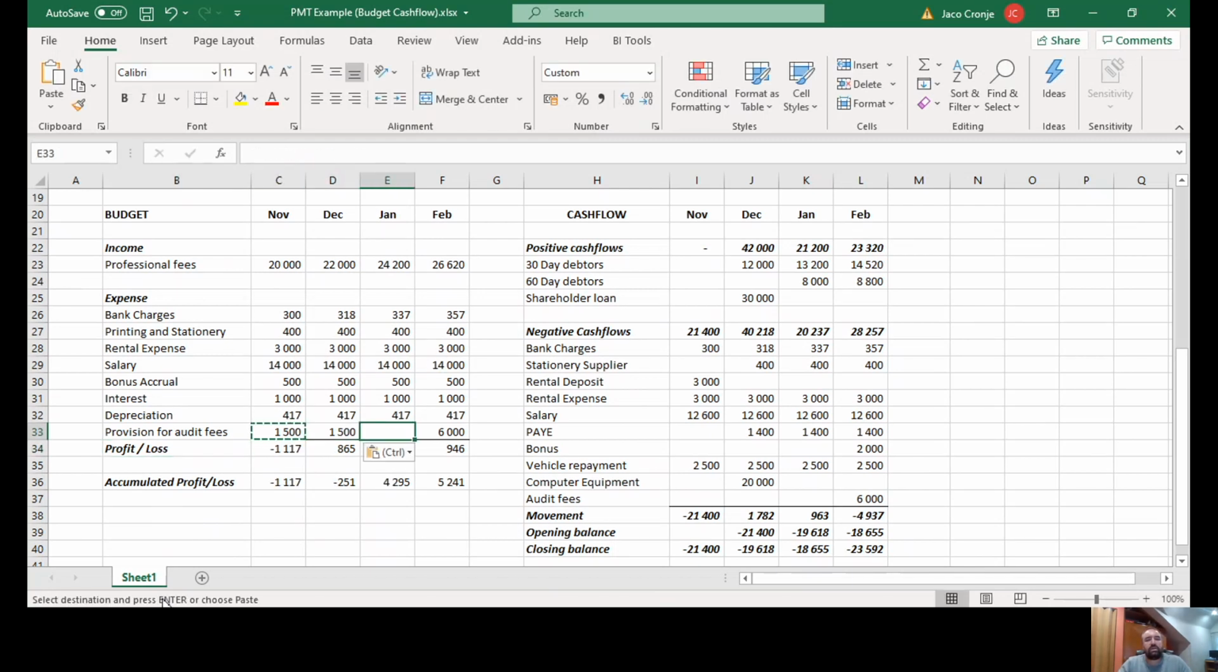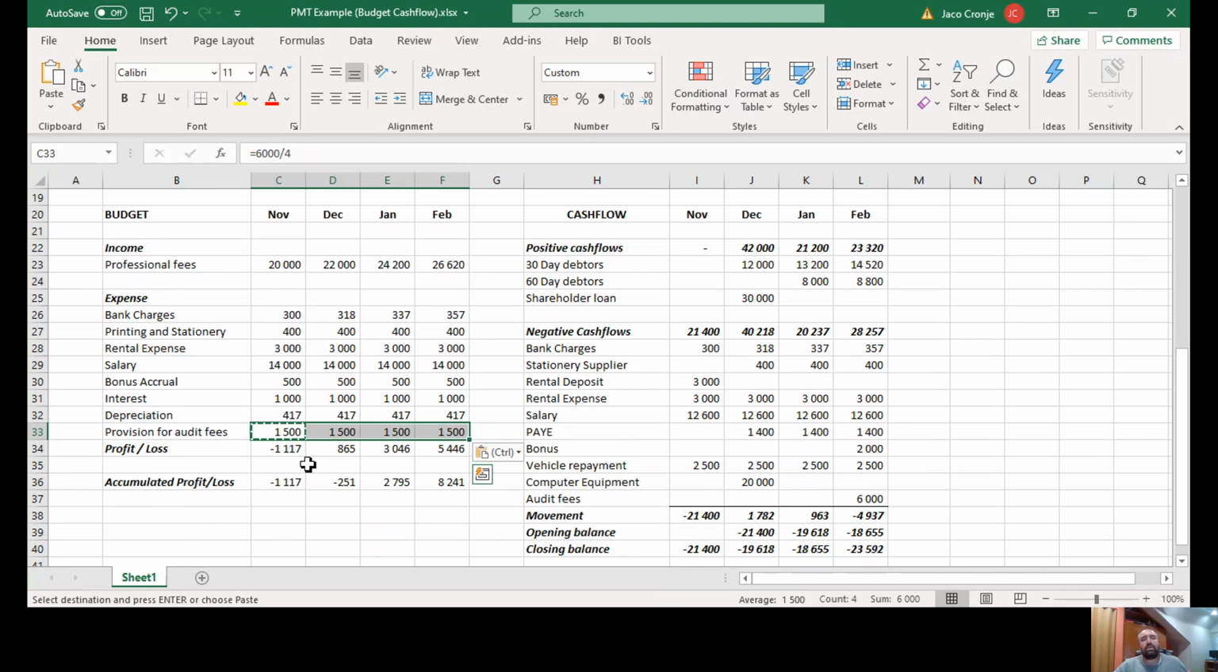So 6,000 there. So if I add all of those together, I've got 6,000 Rand, but I'm going to pay that 6,000 Rand in Feb. And it goes into my budget because after I've paid the auditors, they are not going to pay my money back to me. I don't have anything that I can resell. So therefore, audit fees will be shown as an expense.